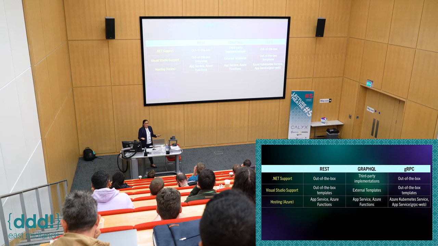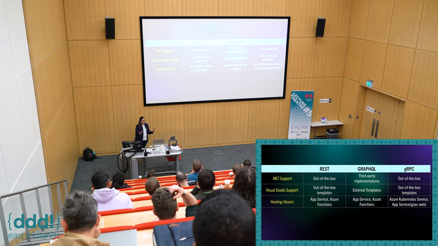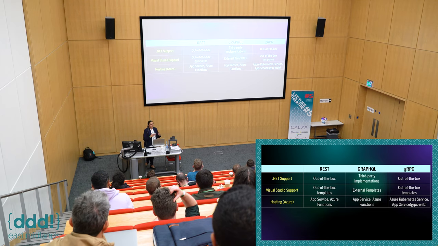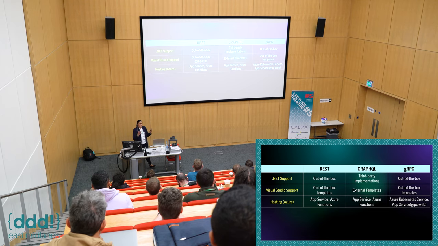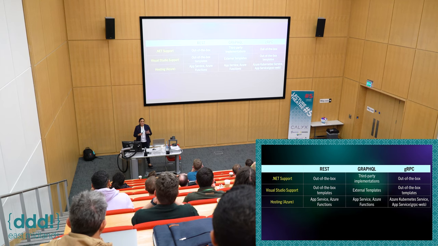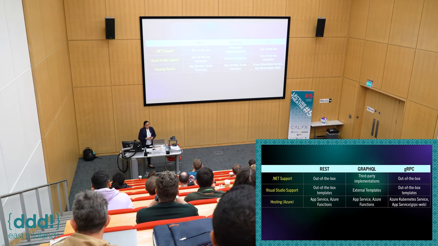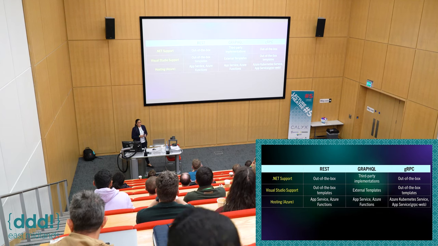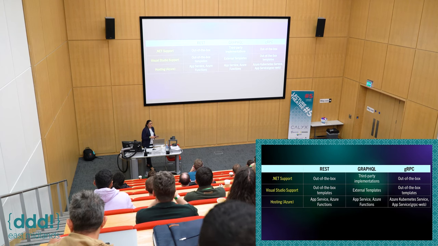Finally, I had to have this slide in for .NET support, because I'm a .NET developer. There's out-of-the-box .NET support for REST and gRPC, while with GraphQL, we are reliant on third-party implementations because it is a specification. With Visual Studio, there's out-of-the-box templates for REST and gRPC, again, third-party with GraphQL. Finally, when it comes to Azure hosting, REST and GraphQL can be hosted on App Service and Azure Functions, while as with gRPC, you have to stick to Azure Kubernetes Service, or you have to create a gRPC web-based app using App Service and put it on an App Service.